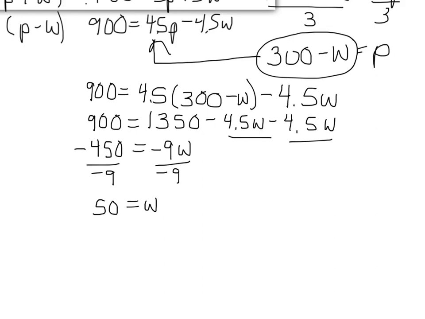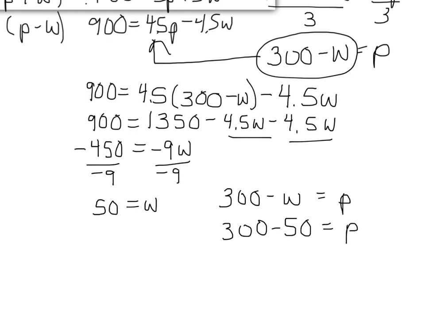What is the speed of the plane? We know it's 300 minus w. And now we know that the wind is 50. So that plane must be flying at 250 miles per hour.